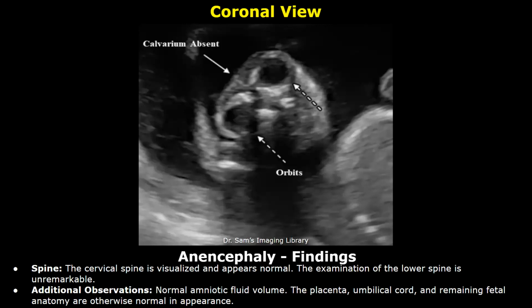Spine: the cervical spine is visualized and appears normal. The examination of the lower spine is unremarkable. Additional observations: normal amniotic fluid volume. The placenta, umbilical cord, and remaining fetal anatomy are otherwise normal in appearance.